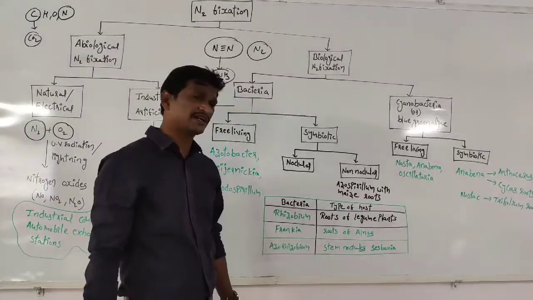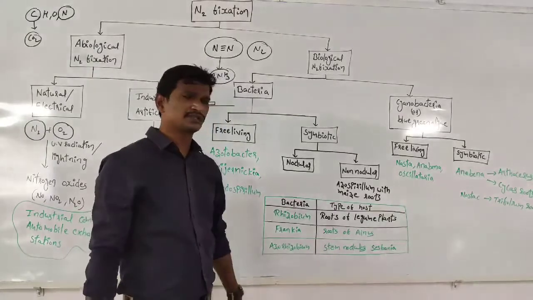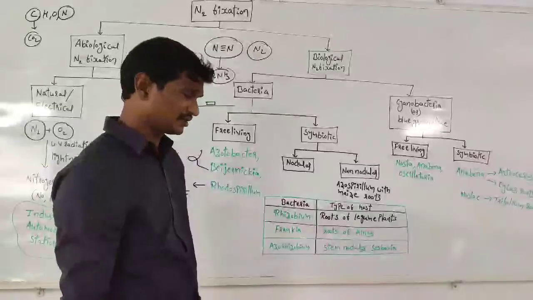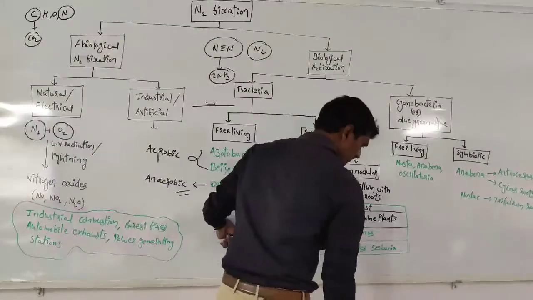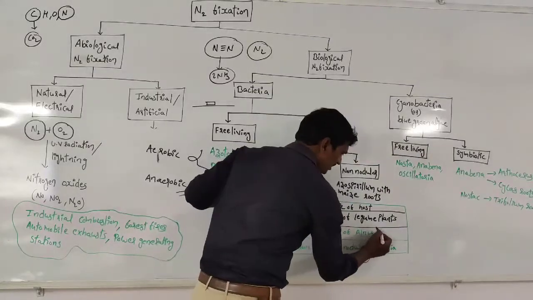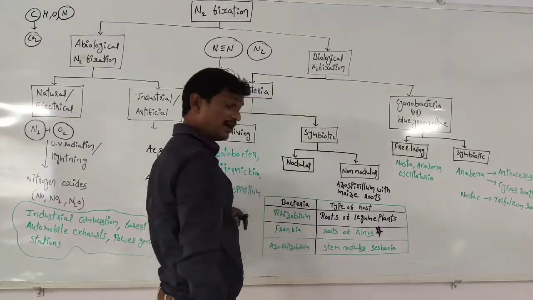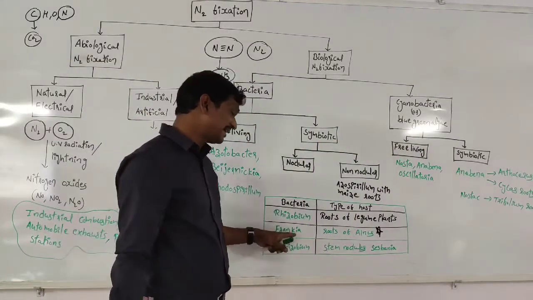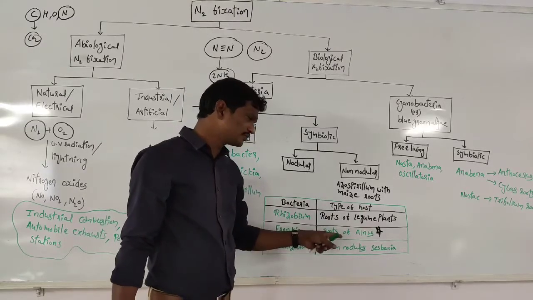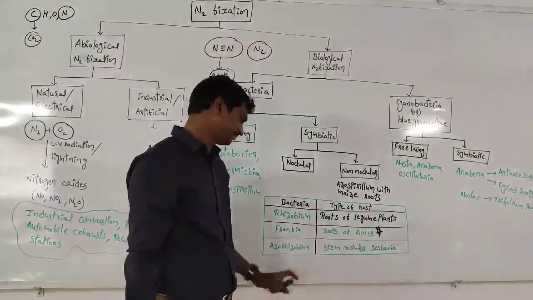Frankia is also one of the bacteria. This one produces nodules with Alnus. The plant name is Alnus. This is one of the important points here. Alnus is the plant, Frankia is the bacteria. Frankia forms the nodules within the Alnus plant.